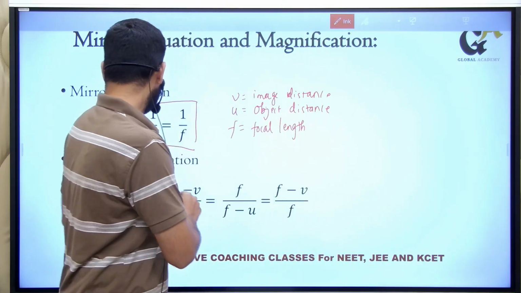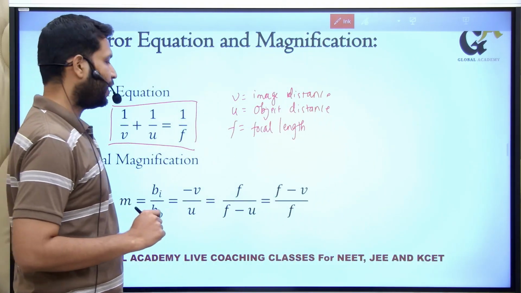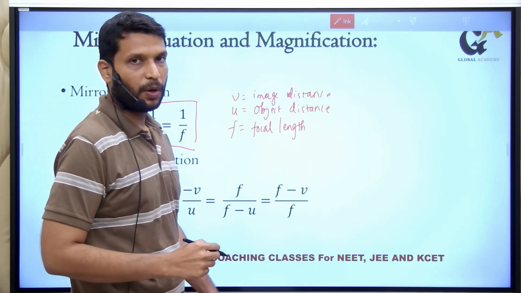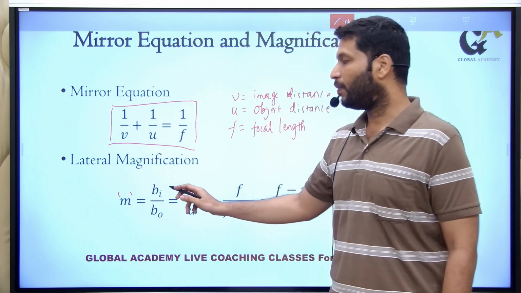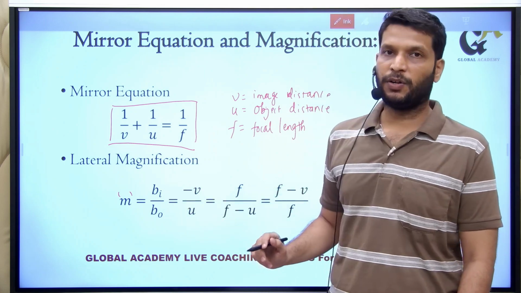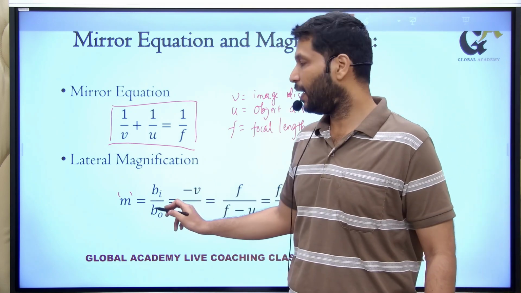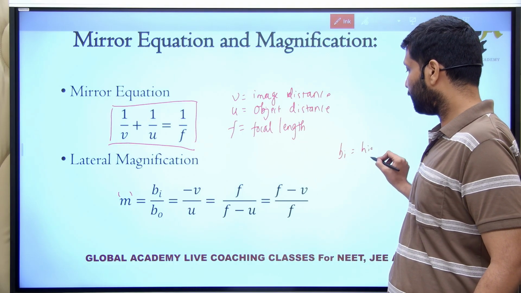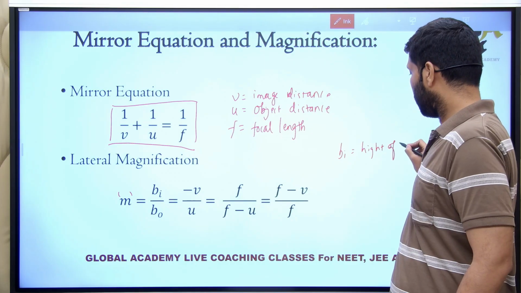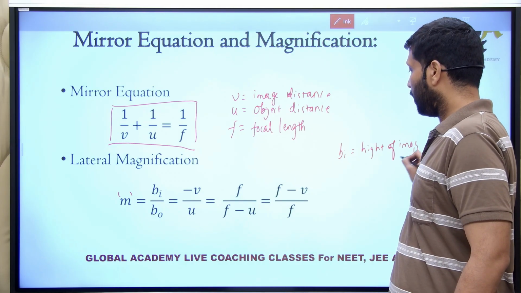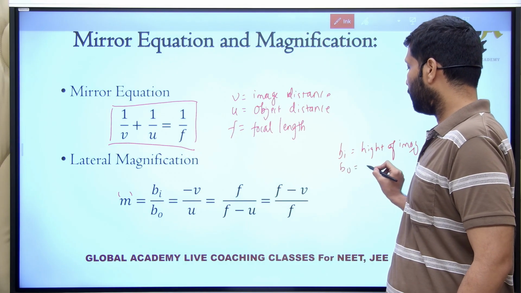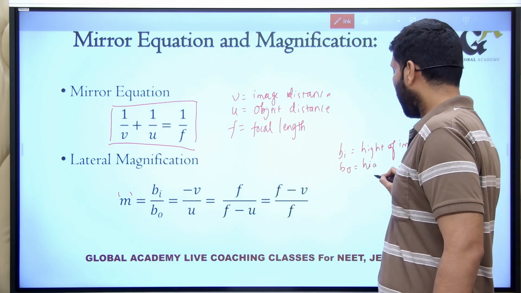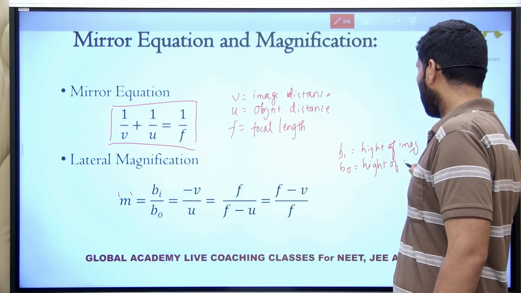So now we will discuss the lateral magnification. Lateral magnification, which is represented by the symbol m, is the ratio of the height of the image to the height of the object. So that is h i by h o. Here h i represents the height of the image and h o represents the height of the object.